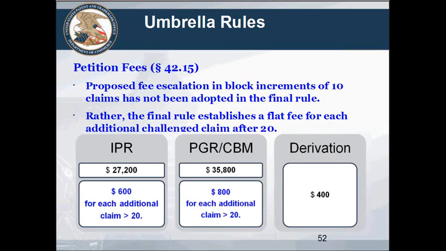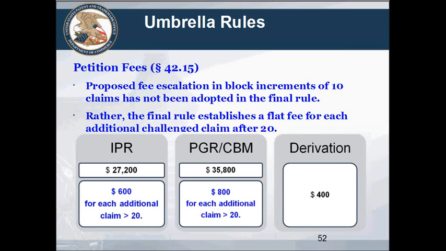Now we get to talk about fees. So I've set out here what the fees are for the different proceedings. This is in blue because we did make some modifications. Originally, the base fees themselves did not change, but what did change is how we calculate the fee beyond the first 20 claims. So rather than have these blocks and make the fee go up much more for blocks of claims, people seem to prefer this claim-by-claim escalation.